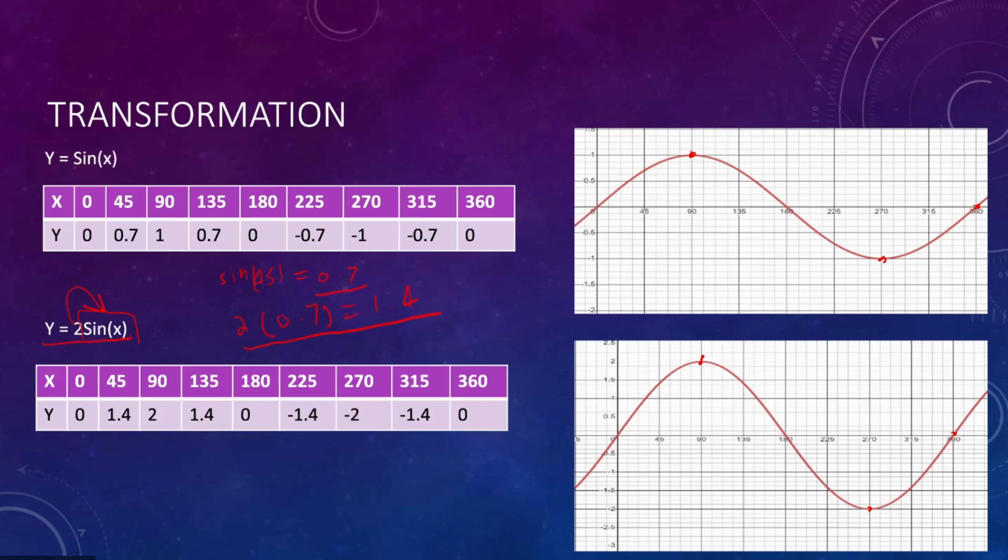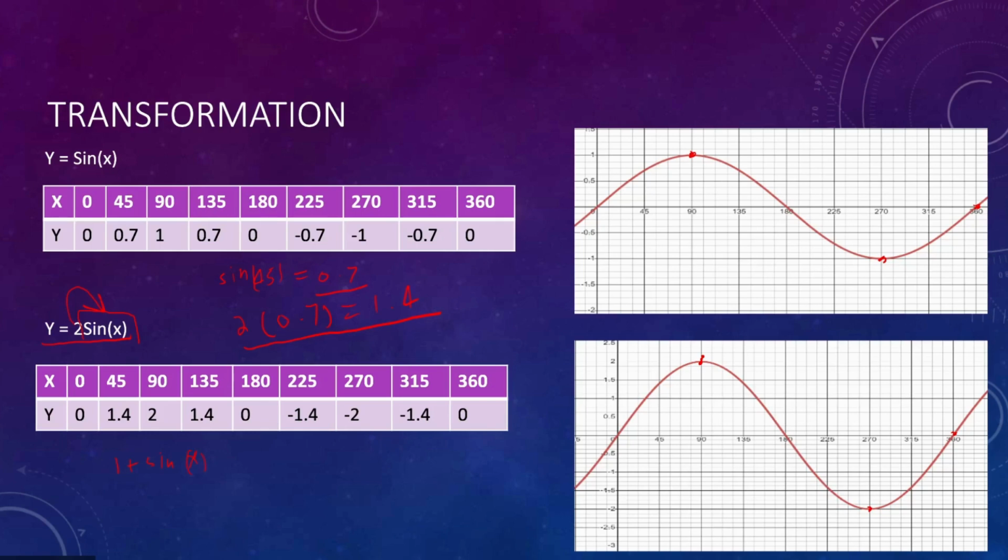This is only affecting the y value. Even if it was 3, 4, 5, or it was being divided, it will only affect the y value. Or for example, it was something like 1 plus sine of x. This will also only affect the y values, or minus.